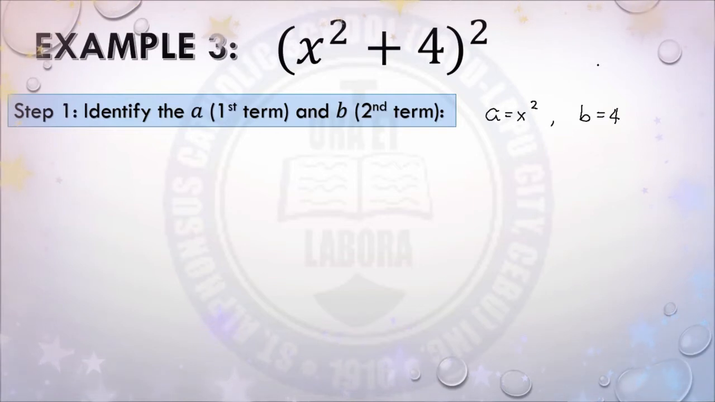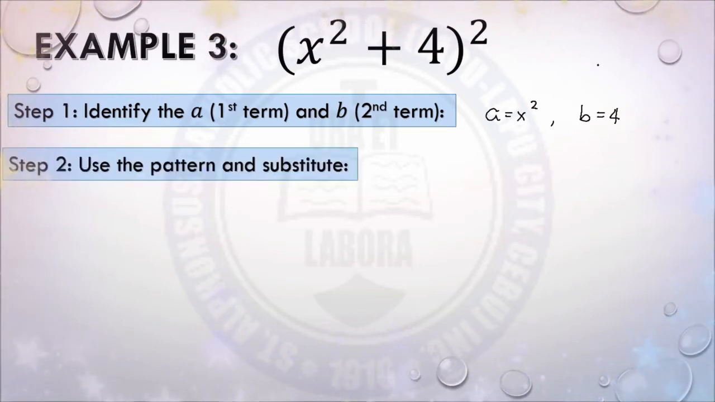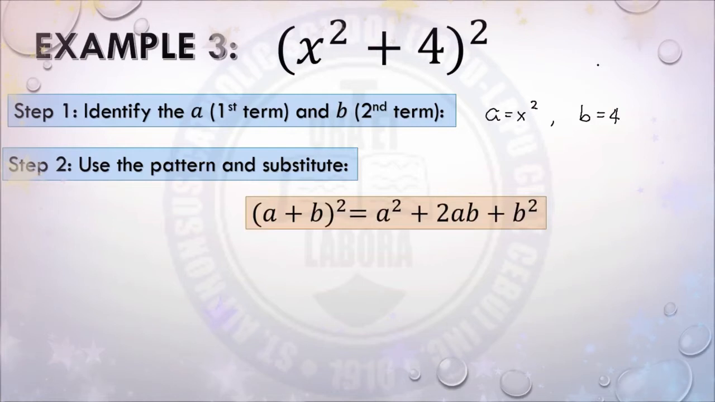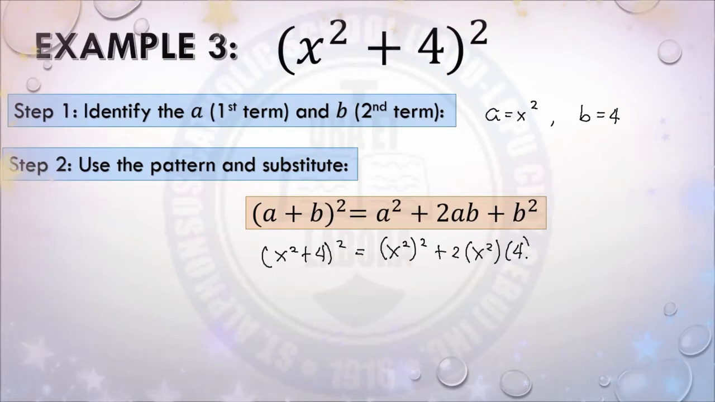Now let's move on to the second step. Use the pattern and substitute. What is the next step? Okay. Your next step is you're going to substitute the first and the second term. So it will become x squared squared plus 2 x squared times 4 plus 4 squared.